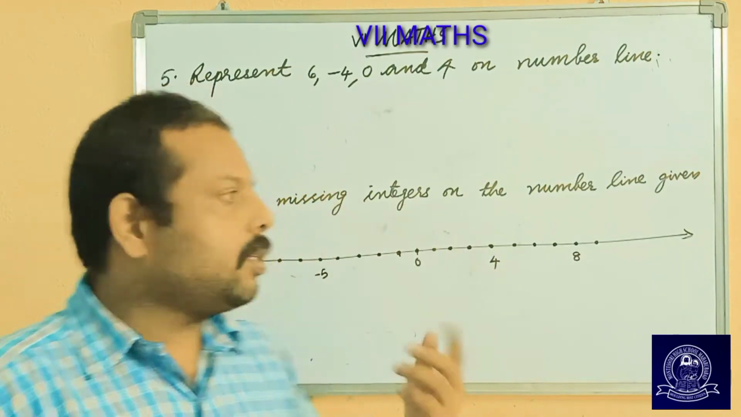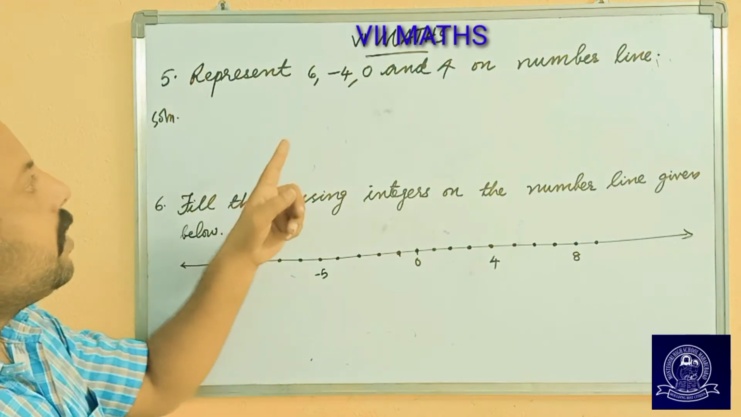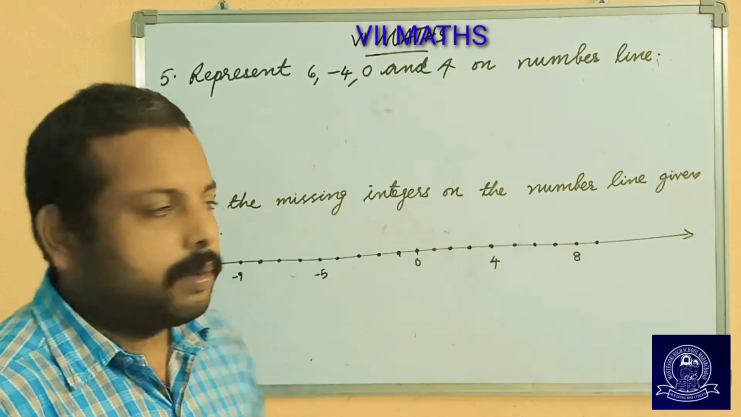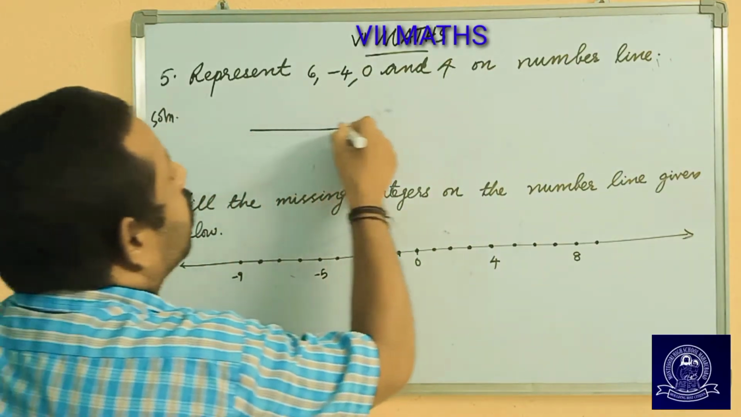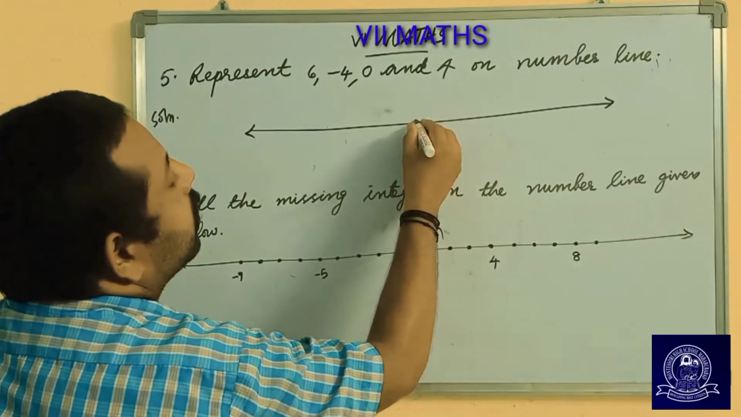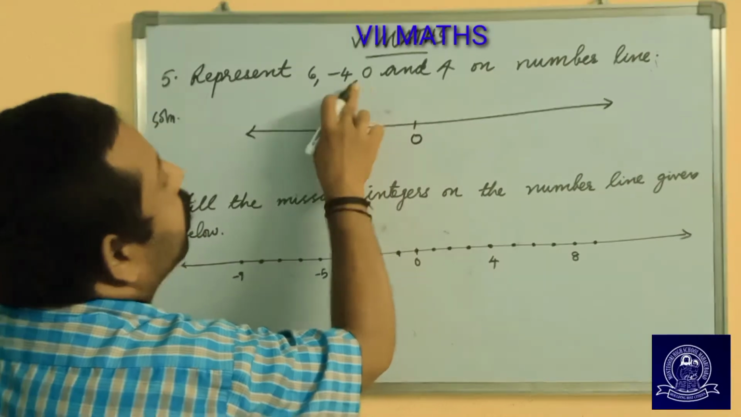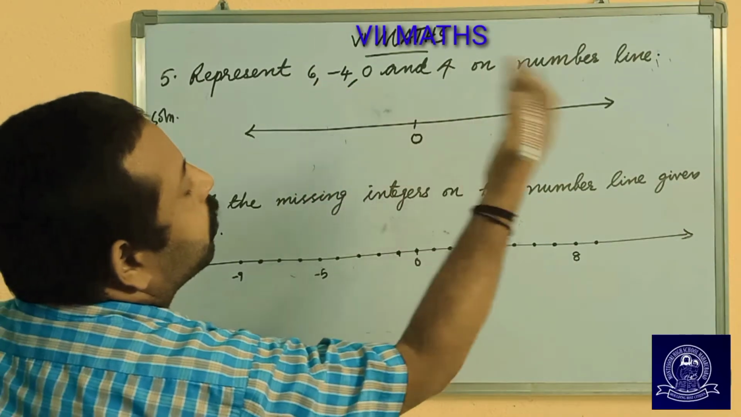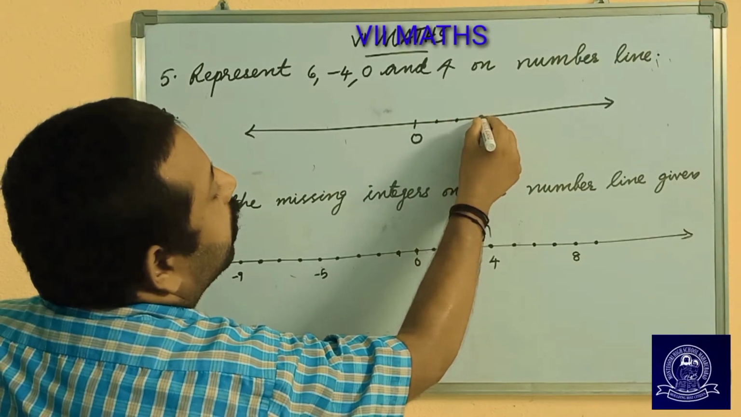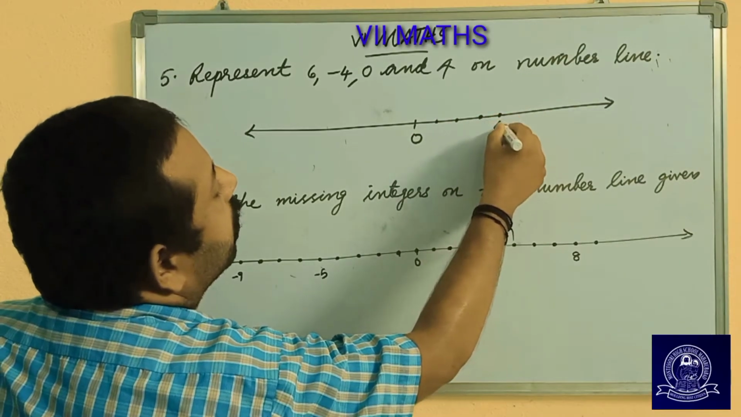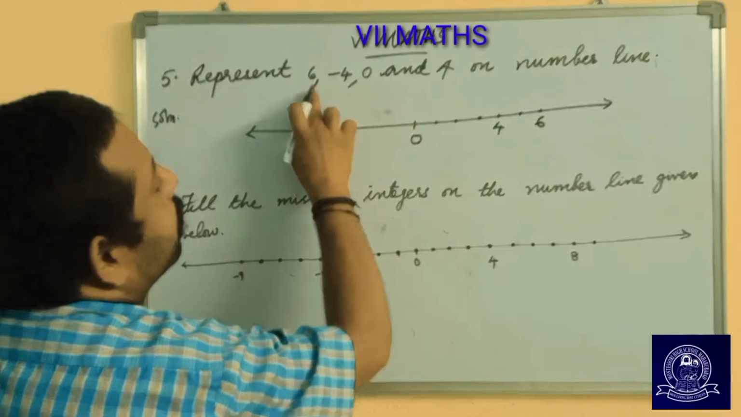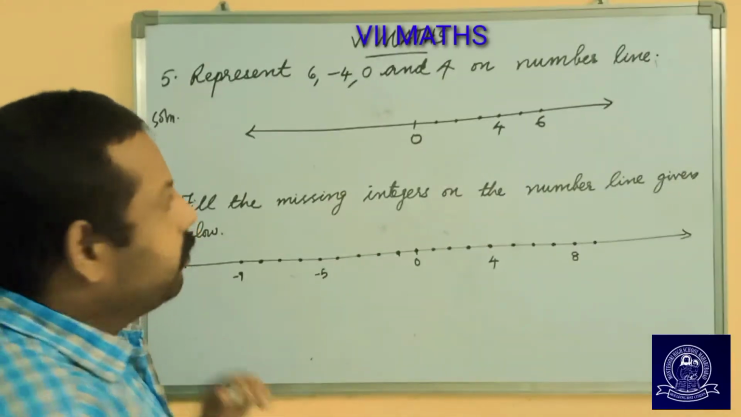Now let us see these 2 problems. Represent 6, -4, 0 and 4 on number line. You know this is a number line. Let us write 0 here. First one we have written. Positive integers will be on the right hand side. So this is for 1, 2, 3, 4. 4 can be written here. 5, 6. So these 3 numbers we have already represented on the number line.